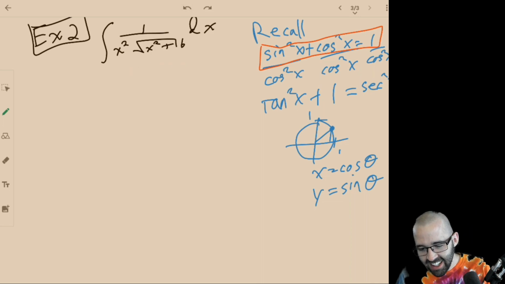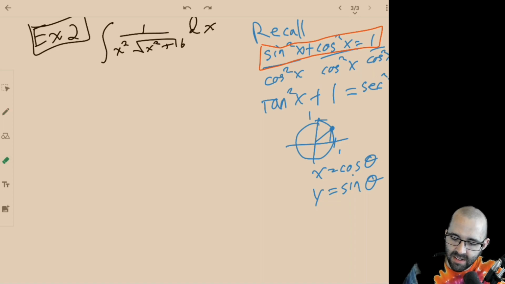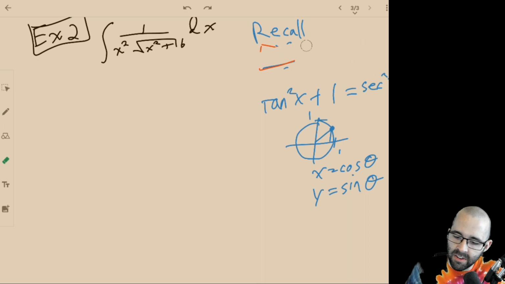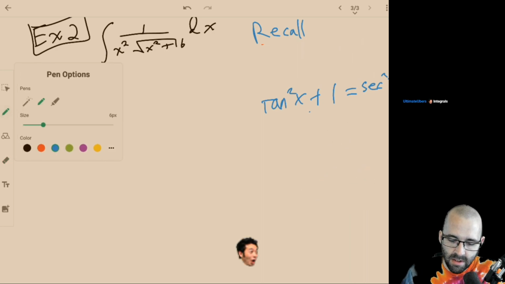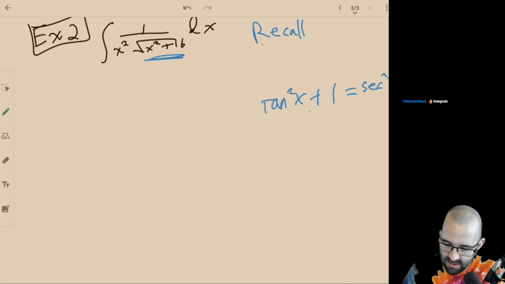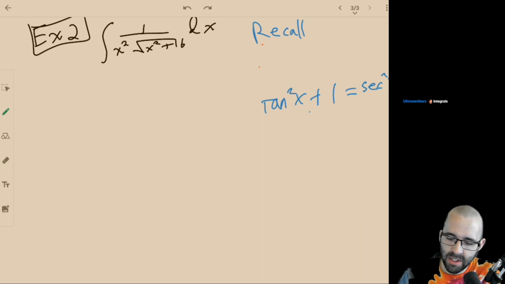Let's go. Okay, so we can erase most of this because we only need this guy over here. That's the trig sub that we're going to use. So we want the radicand to look like this. In order to do that, what do we need to do? We need to say let x equal something.